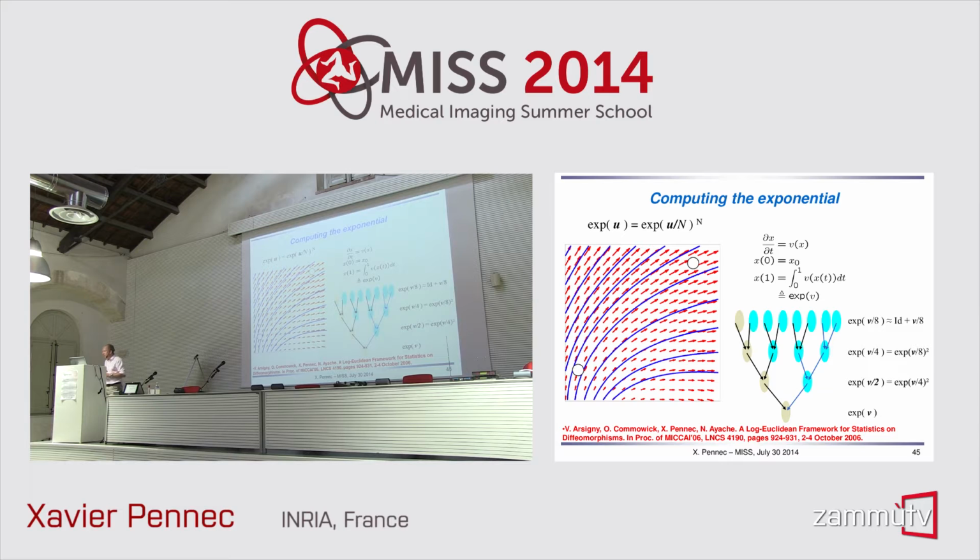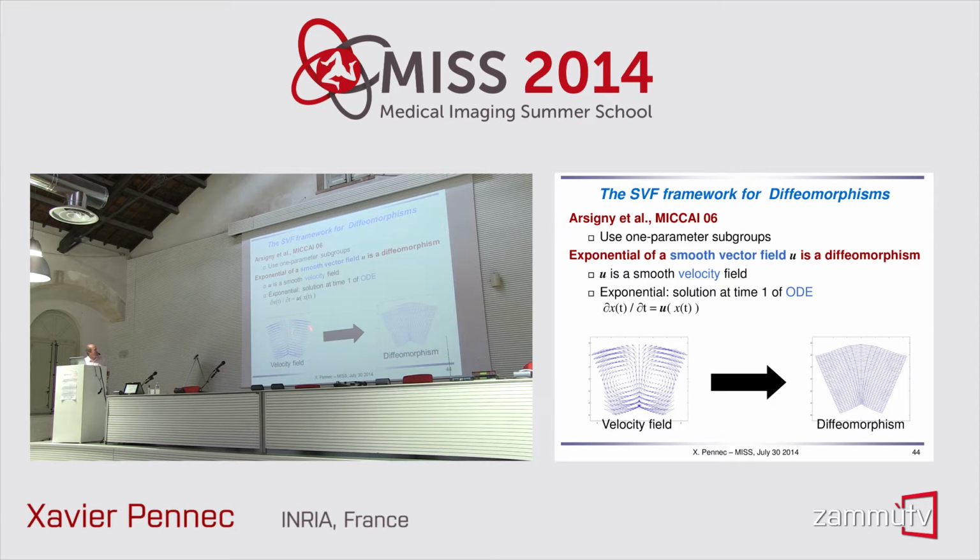And the key step here, why is it interesting to use these stationary velocity fields? Because there are matrix equivalents with very efficient algorithms to compute. So the flow of a stationary velocity field here, this would be the group, what we call the group exponential. And if you take a matrix group, you know that there is a matrix exponential.